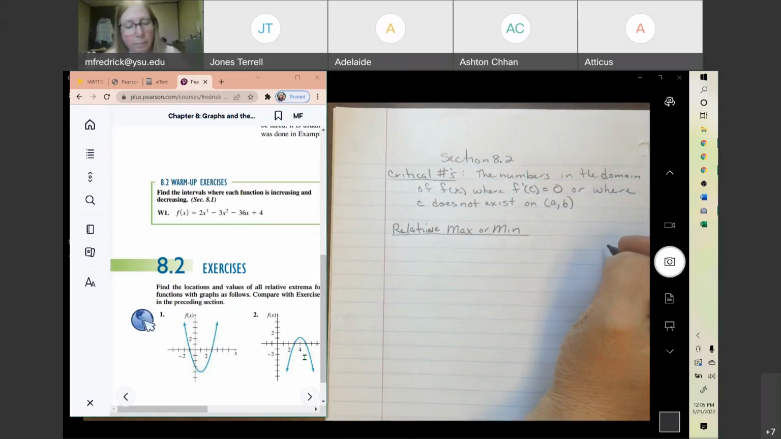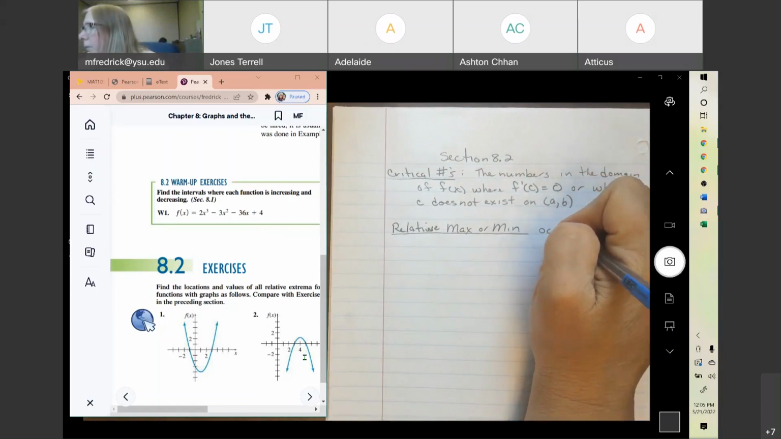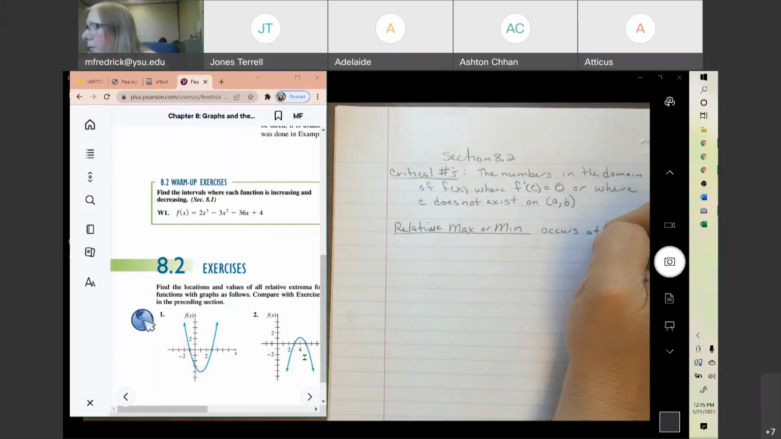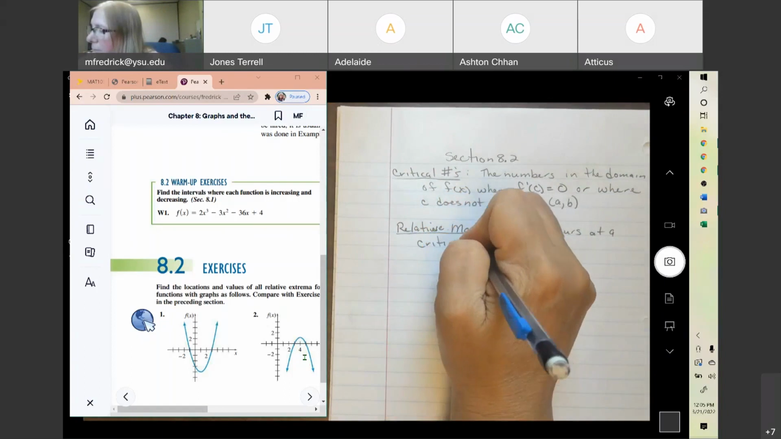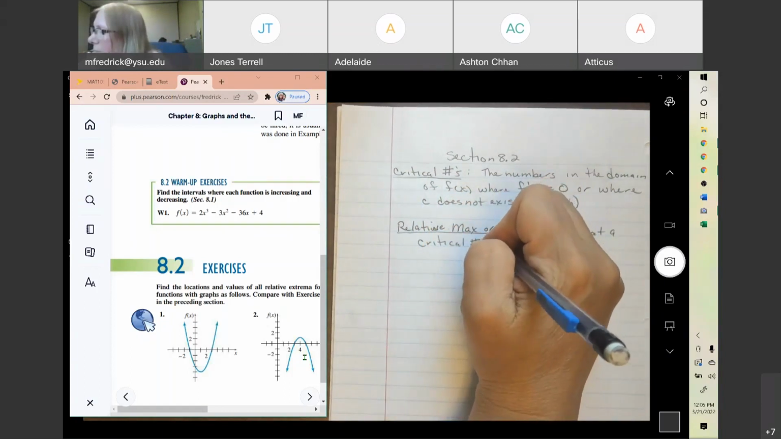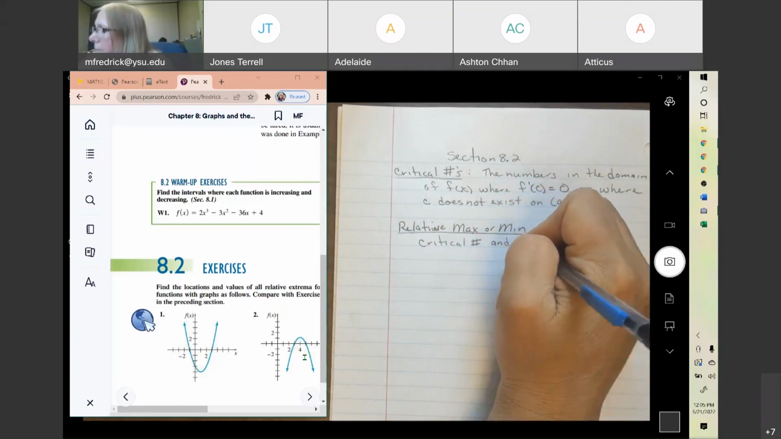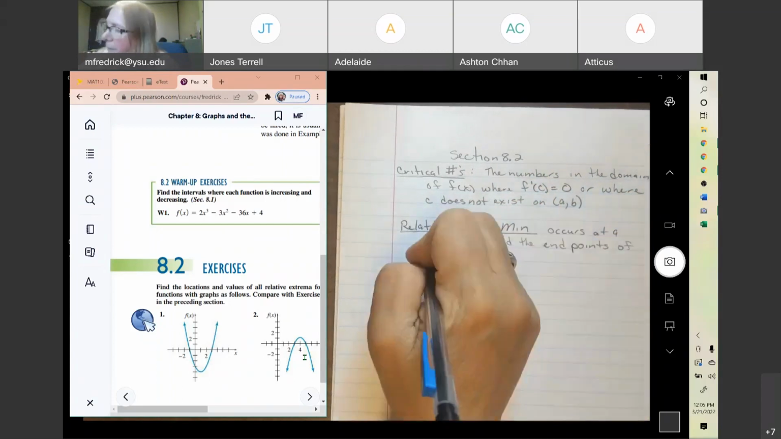A relative max or min occurs at a critical number and the endpoints of the domain.